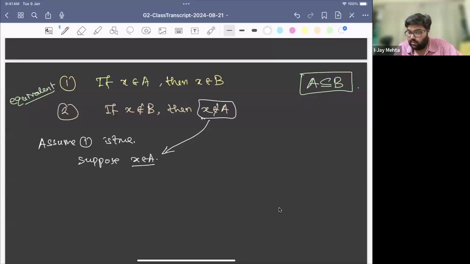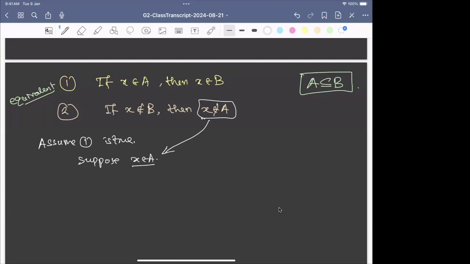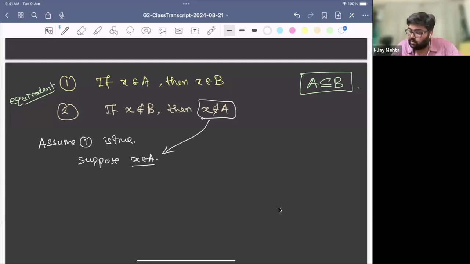Room number 9, Vishal. What can I conclude now? So if X is in A, then X is in B. Yes, very good. Because statement number 1 we have already assumed to be true. Now I have assumed, suppose X is in A, but I know that if X is in A, then I can say that X is in B. Now this will be a problem.